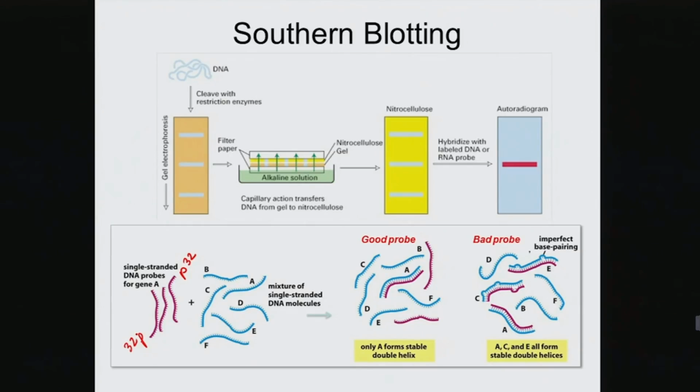A good probe typically forms these double-stranded helices. Sometimes, if you design the sequence incorrectly, you can get a bad probe, which will, again, have imperfect base pairing. You still may pick up a signal, but it might not be as strong as something that has total complementarity to that DNA sequence in a particular fragment.